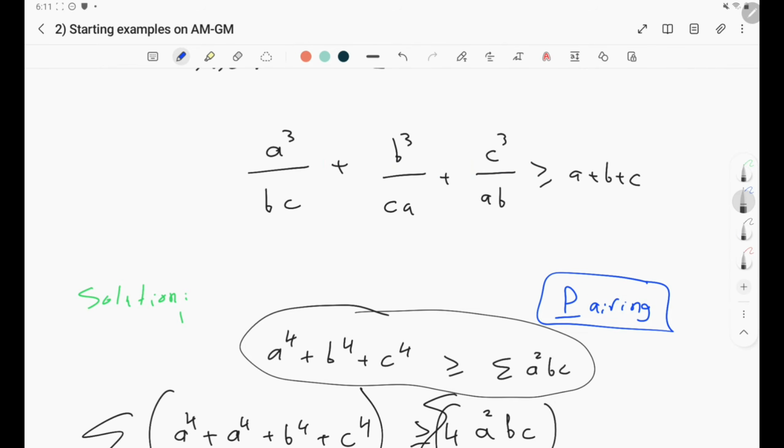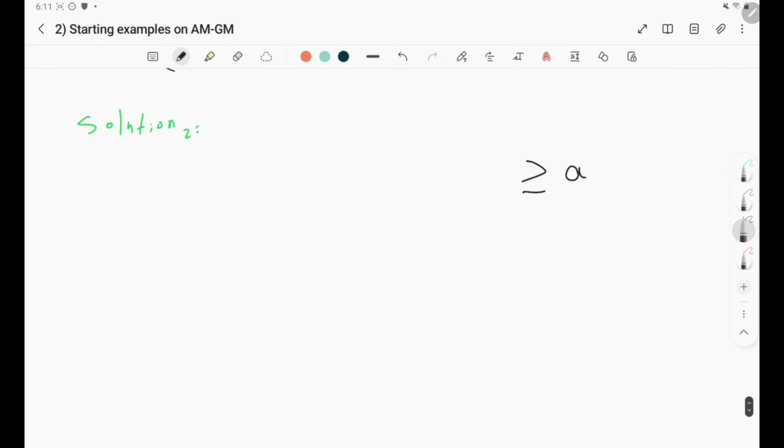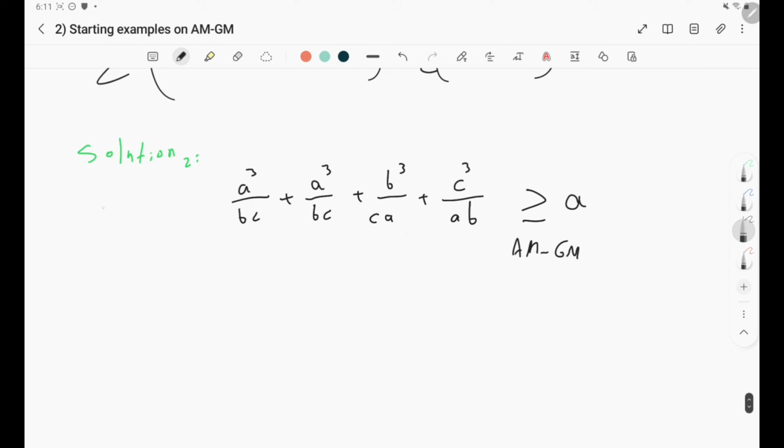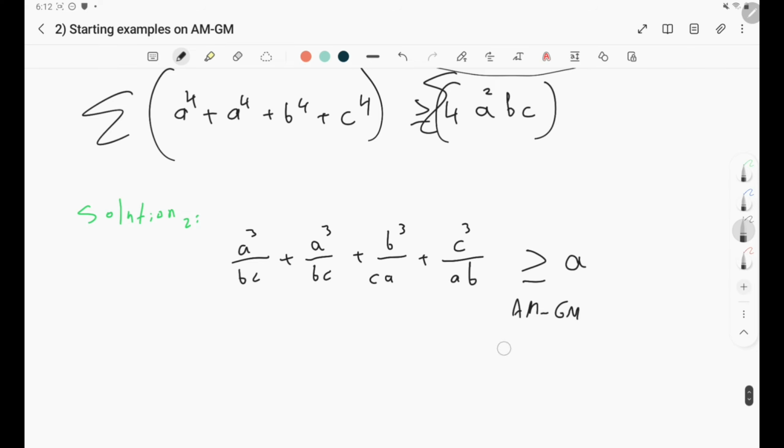So we can simply write the following inequality: A cubed over BC plus A cubed over BC plus B cubed over CA plus C cubed over AB, and this is by AMGM. By the way, it's very important that when you write a formal solution, you specify by AMGM when you write an inequality, or you can write the AMGM under the inequality sign. I prefer in a formal solution to write it here clearly, but that works as well.